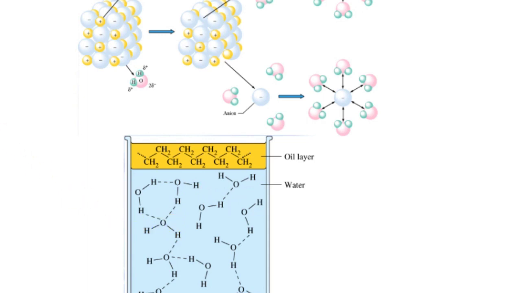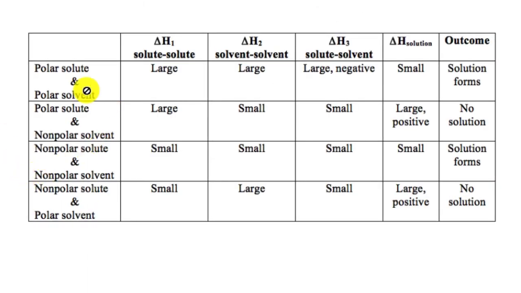So this gives us the last slide, which is going to summarize everything we just said. So if I have a polar solute and a polar solvent, there's a large attraction force between the solute-solute, a large attraction force between the solvent-solvent, and a very large solute-solvent attraction force. And when I calculate my change in enthalpy for the solution, I get a very small value. So therefore my solution forms.